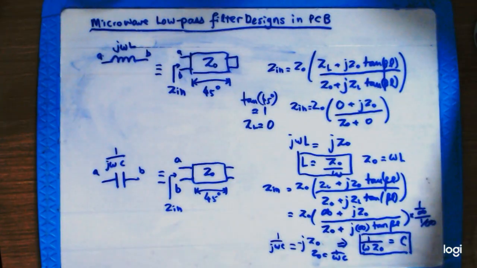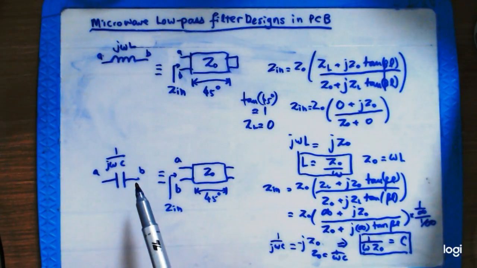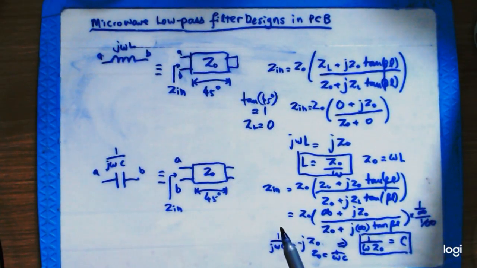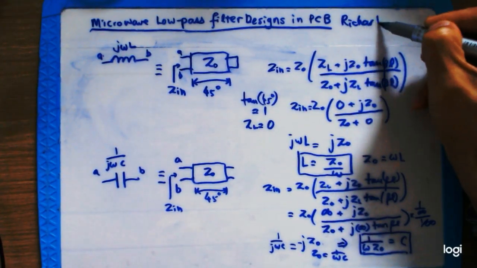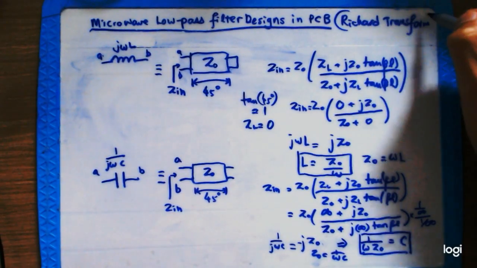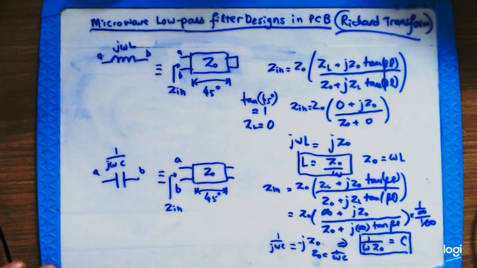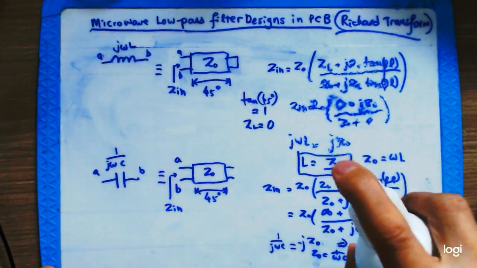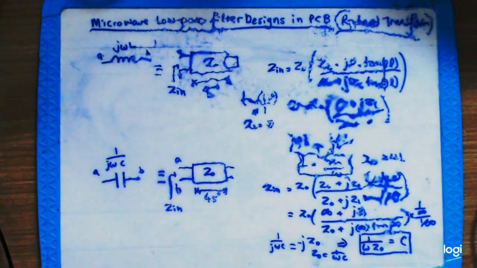This way of replacing the inductor and capacitor with their respective open circuit stub or short circuit stub is so-called Richards transformation. Okay, so this is the first episode. So let me show you an example. Let's have a look at an example.